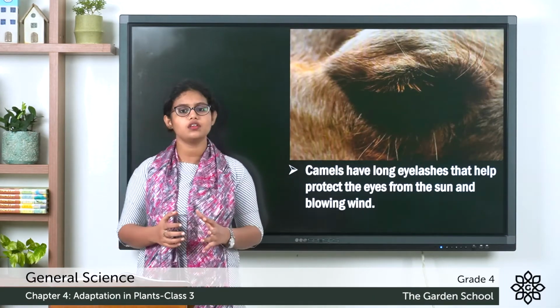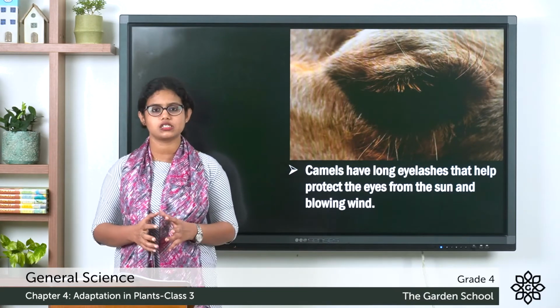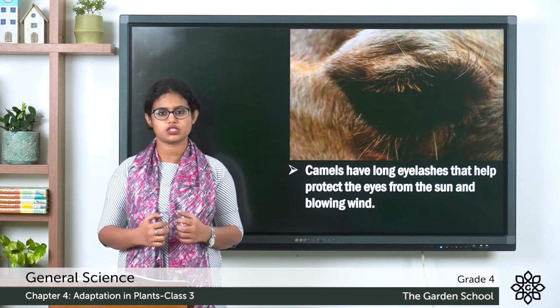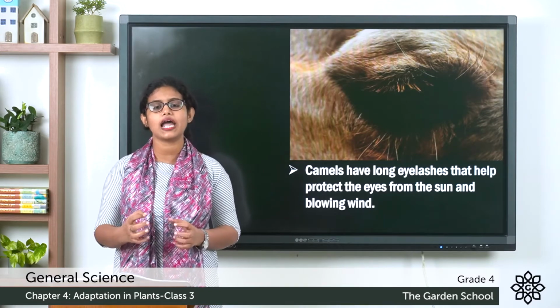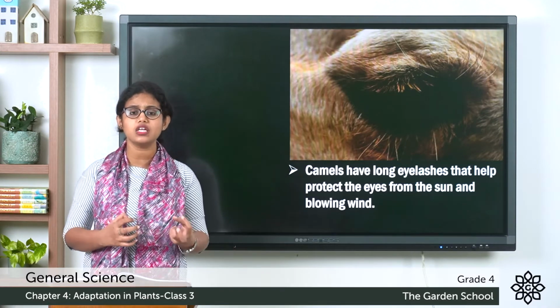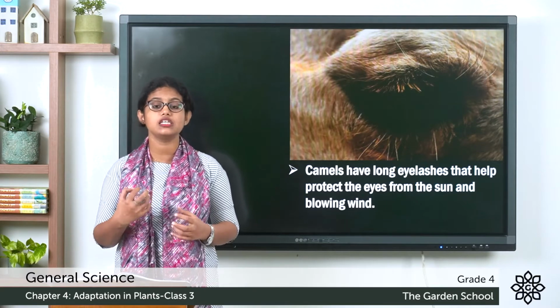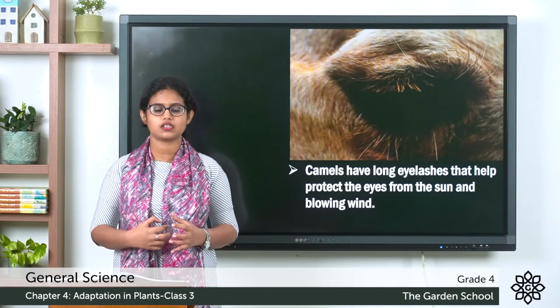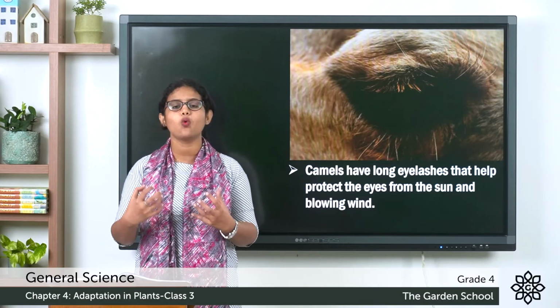Coming to the next one, their eyes. These camels have thick double eyelashes and a clear eyelid. Why do they have these thick eyelashes? These thick eyelashes protect them from the sand. This protects them from the wind blowing.